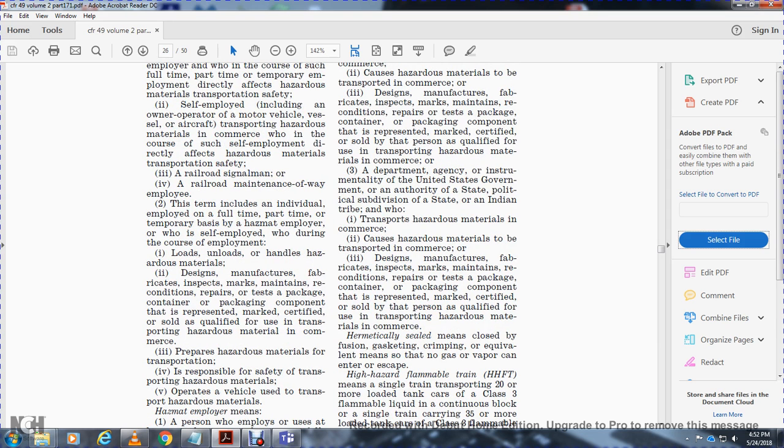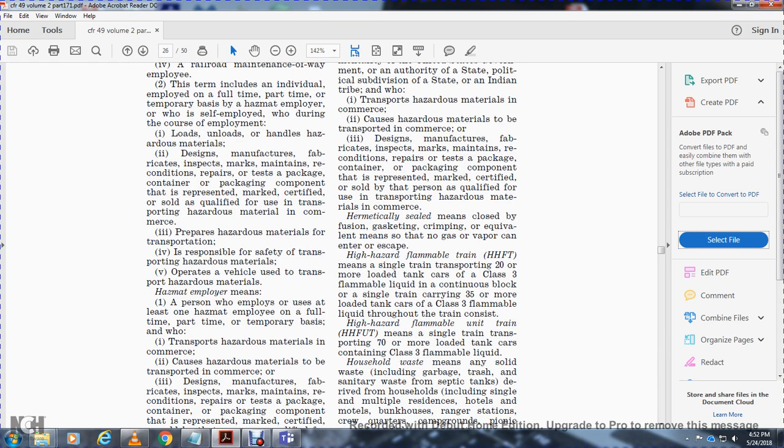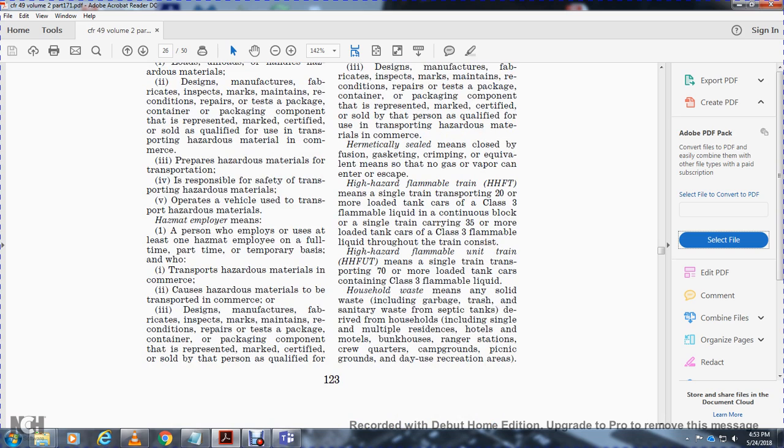Hermetically sealed means closed by fusion, gasket, crimping, or an equivalent means so that no gas or vapor can enter or escape. High hazard flammable train, HHFT, means a single train transporting 20 or more loaded tank cars of a Class 3 flammable liquid in a continuous block, or a single train carrying 35 or more loaded tank cars of Class 3 flammable liquid throughout the train consist. High hazard flammable unit train means a single train transporting 70 or more loaded tank cars containing Class 3 flammable liquids.